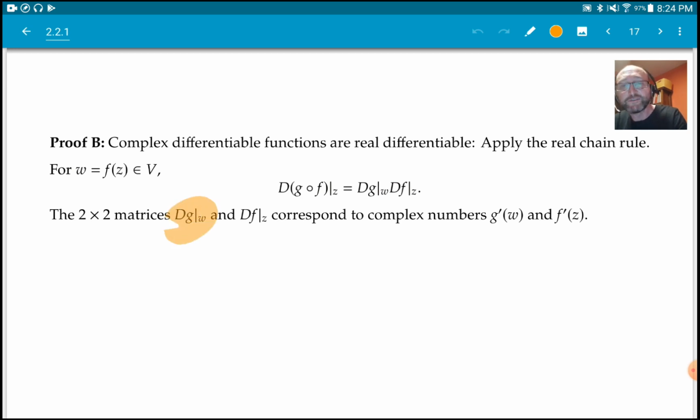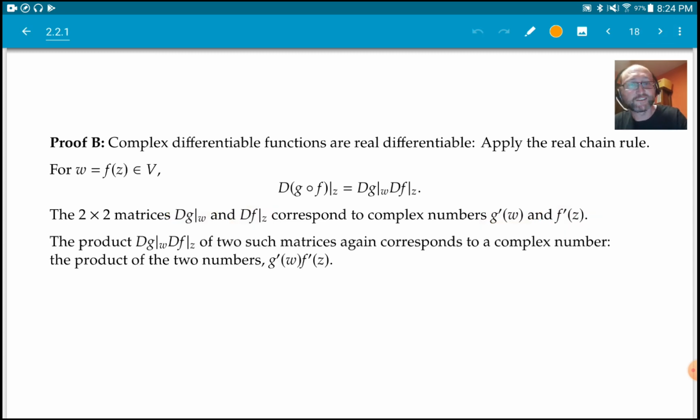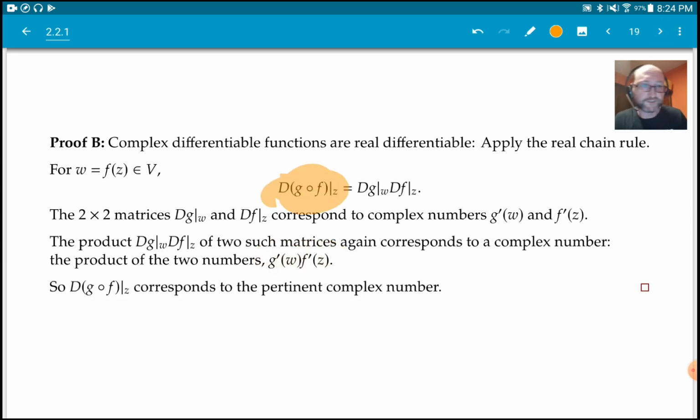Now, these matrices correspond to these complex numbers, and so the product corresponds to the product of those numbers, which is precisely what we want. So the real chain rule tells us that the composition is differentiable, and this fact tells us that the derivative actually corresponds to a complex number, meaning the function is complex differentiable.